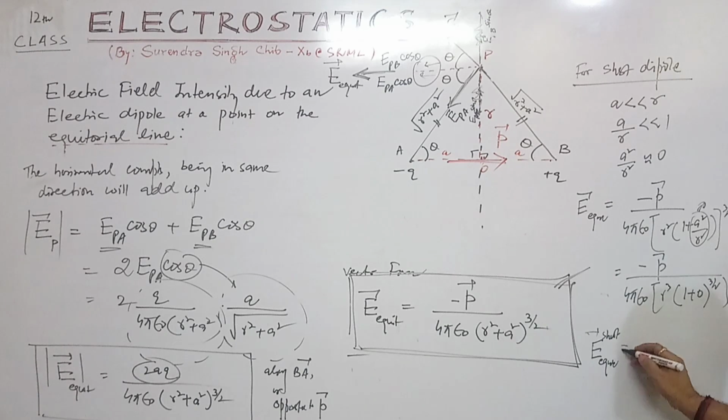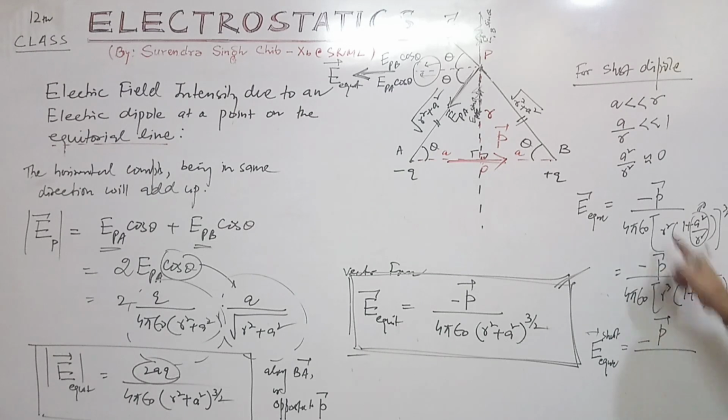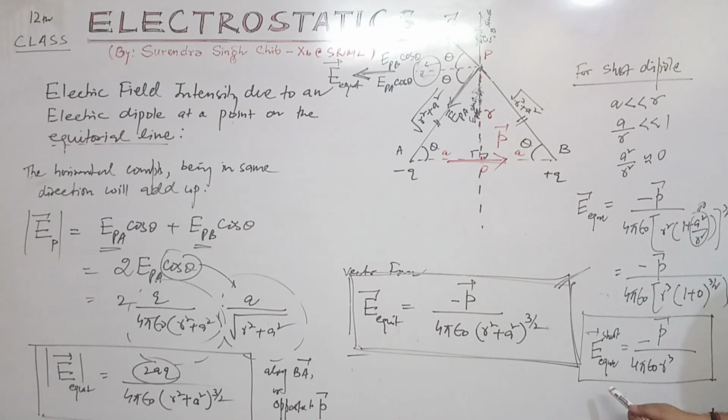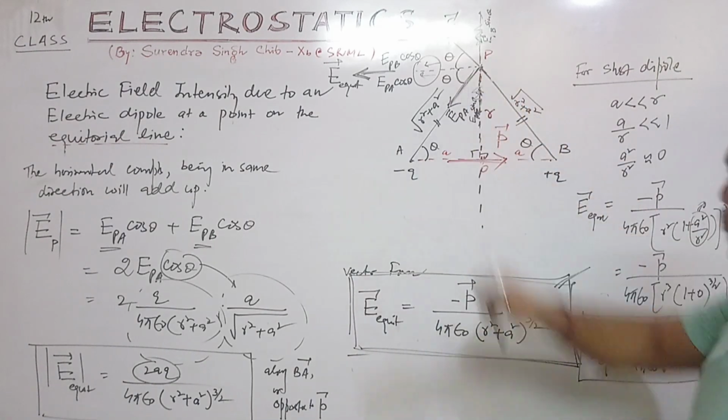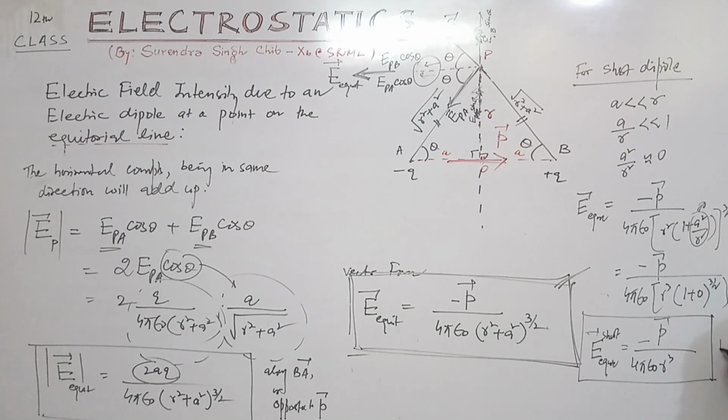Minus P vector over 4 pi epsilon naught, and what I have is only r cube. See again, for the electric field intensity on an equatorial line due to an electric dipole, the electric field is inversely proportional to r cube, where r is this distance.